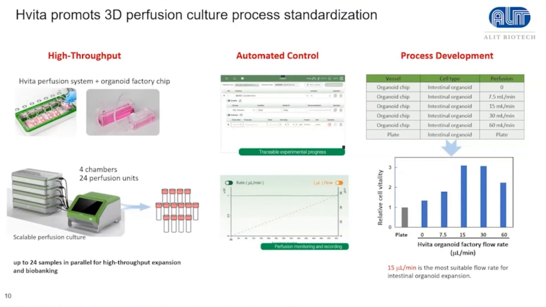The compliant software enables fully automatic monitoring of multi-parallel testing and process development. Data shown that 15 microliter per minute is the most suitable flow rate for intestinal organoid expansion, and the cell vitality is greatly higher than in well plates.